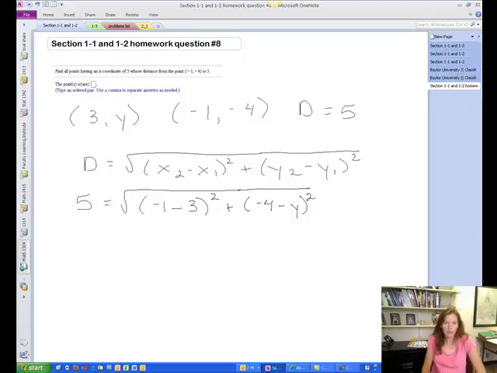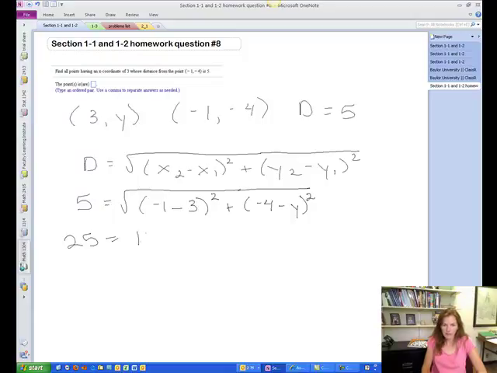All right, the first thing you want to do here in order to solve this is to square both sides, because we want to eliminate that radical. So when I square 5, I get 25, and if I square this side, this square root symbol is going to go away. Let me simplify right in here. -1 minus 3 is -4.